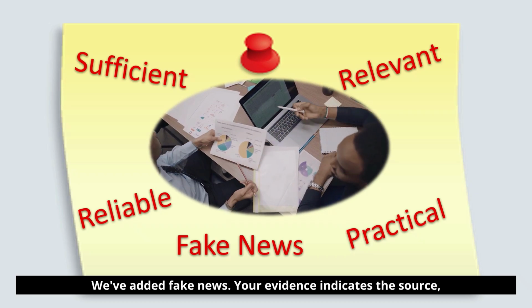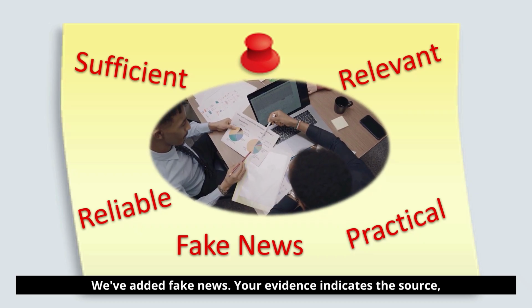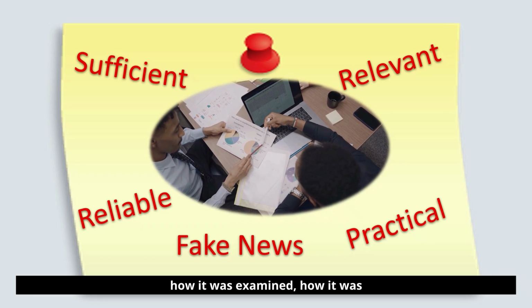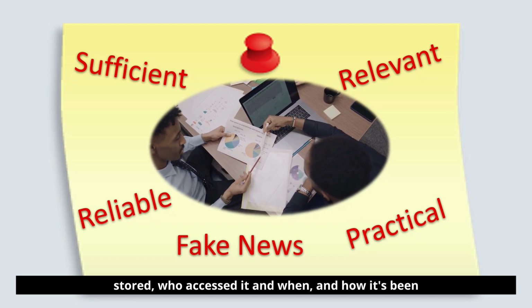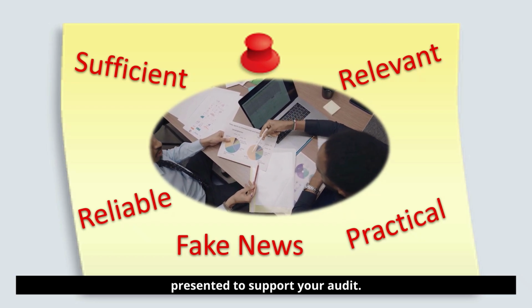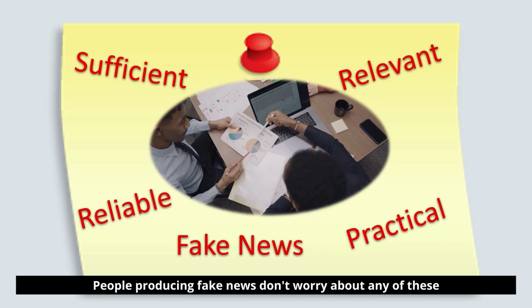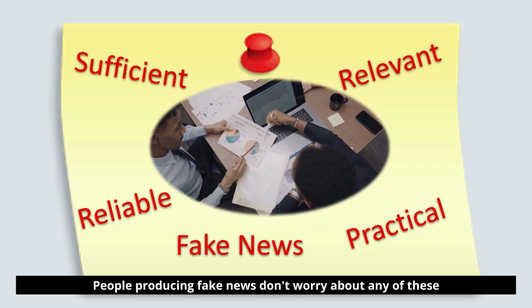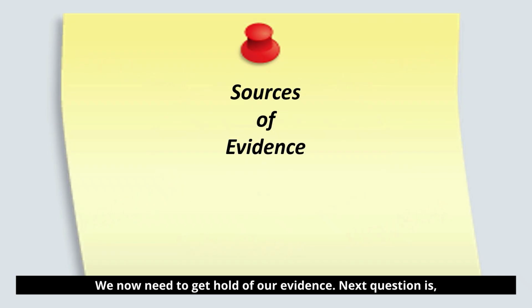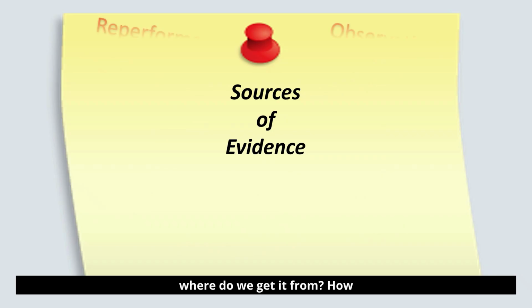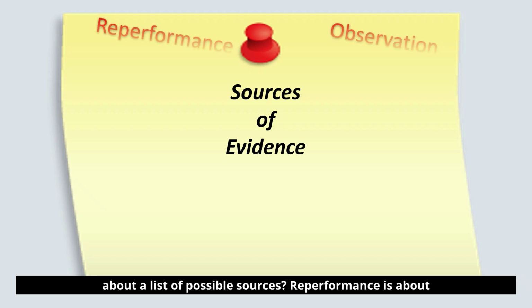We've added fake news. Your evidence indicates the source, how it was examined, how it was stored, who accessed it and when, and how it's been presented to support your audit. People producing fake news don't worry about any of these things. We now need to get hold of our evidence. Next question is, where do we get it from? How about a list of possible sources?